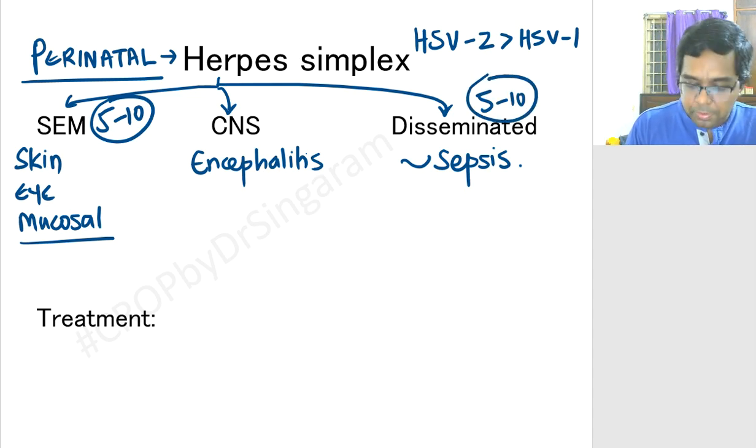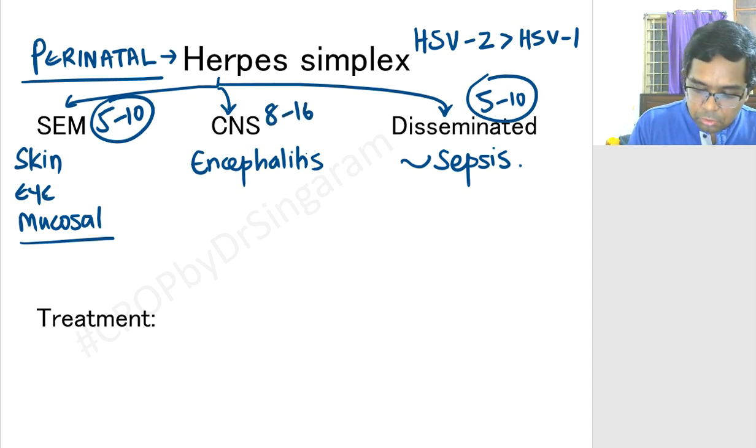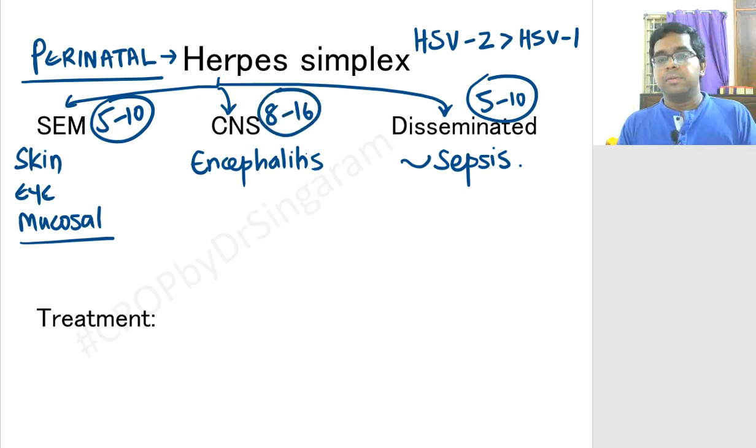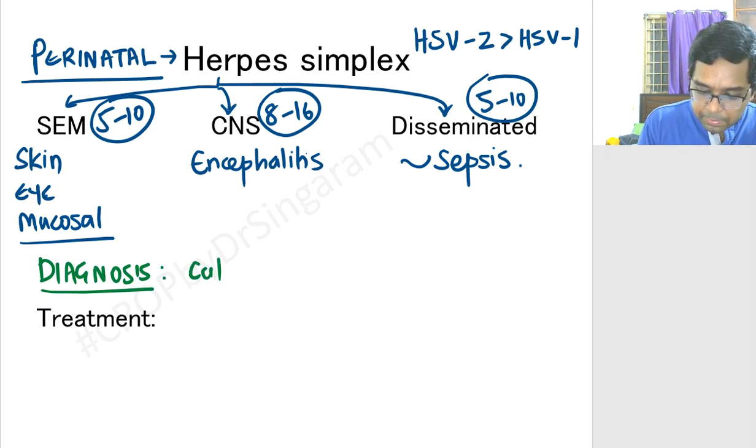Central nervous system involvement is slightly later. I would put it like 8 to 16 days. Even though books mention 8 to 17, you can remember 8 to 16 days. Okay, right. So these are the different ways by which herpes simplex can manifest in the baby. Now, if they ask you how do you make a diagnosis, diagnosis is made with the help of viral culture or by PCR techniques.